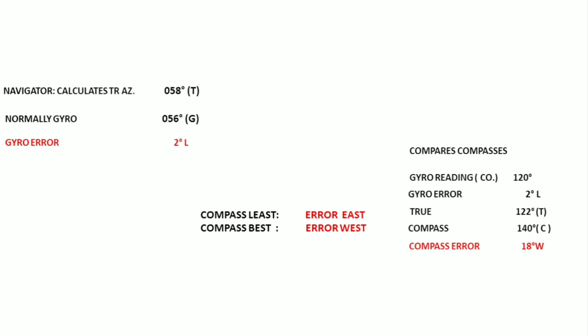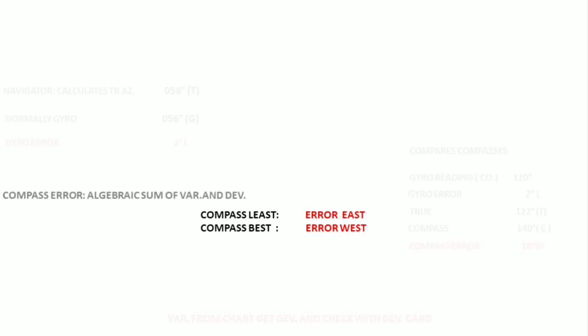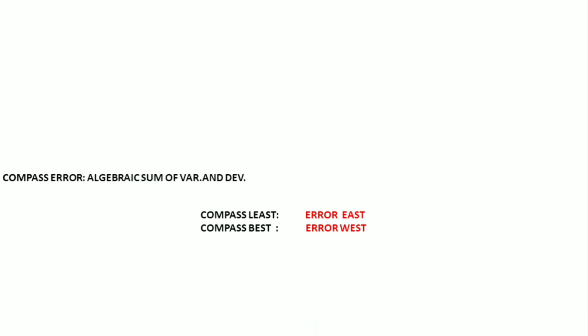Once I have found out my compass error, I can always check my variation from the chart, which I said is there on a chart, and get the deviation, which can be compared with the deviation card on board. Compass error is the algebraic sum, plus minus. Between true and magnetic is variation. Between magnetic and compass is deviation.